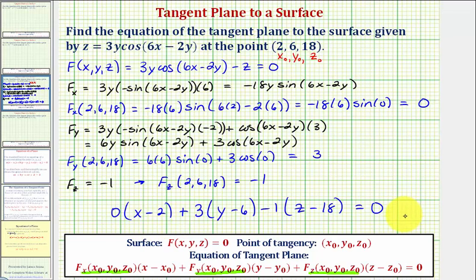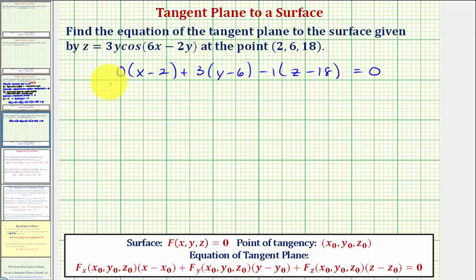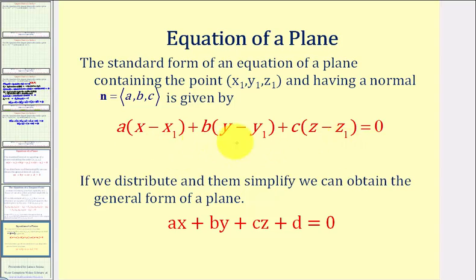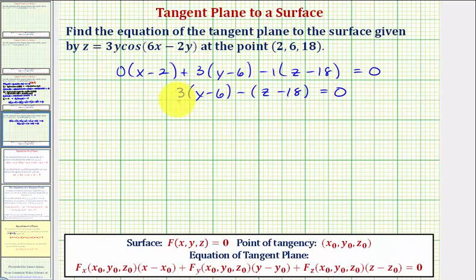Let's go ahead and simplify this on the next slide. Well, of course, this first product would be 0, so we have 3 times the quantity y minus 6 minus 1 times the quantity z minus 18, or just minus the quantity z minus 18, equals 0. So if we were asked to give the equation of the plane in standard form, we'd be done. If we distribute and simplify, we would have the general form, but in our homework, we're asked to solve for z. So let's go ahead and distribute, simplify, and then solve for z.